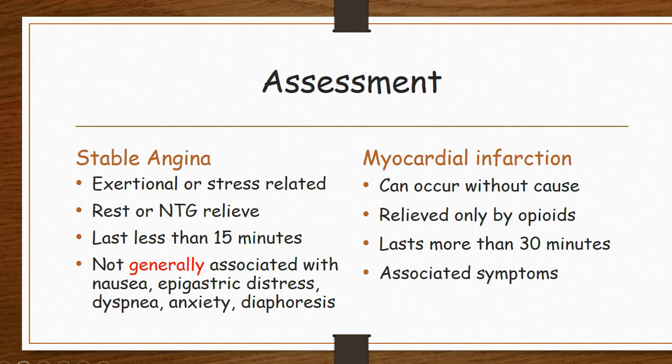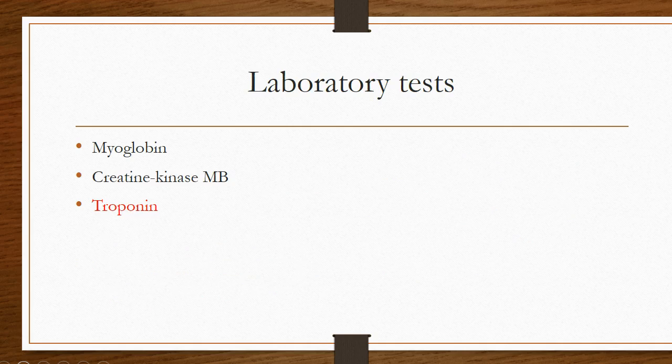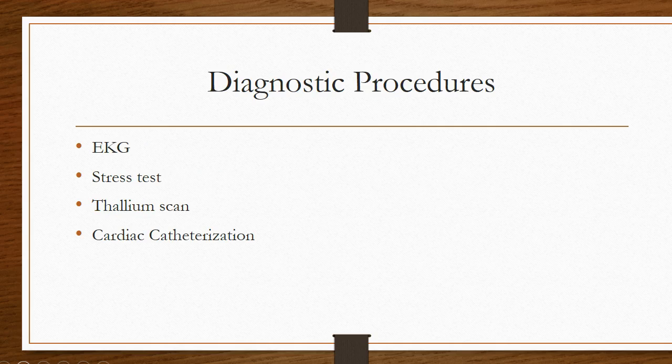With a heart attack, it's going to last more than 15 minutes. It can last as long as 30 minutes or more, just depending on how long it takes you to fix the problem. It can occur without cause, and it's only relieved by opioids. You're going to have associated symptoms. Laboratory tests. So the big one is troponin. Diagnostic procedures, we have the EKG and the stress test, the thallium scan, and the heart cath.